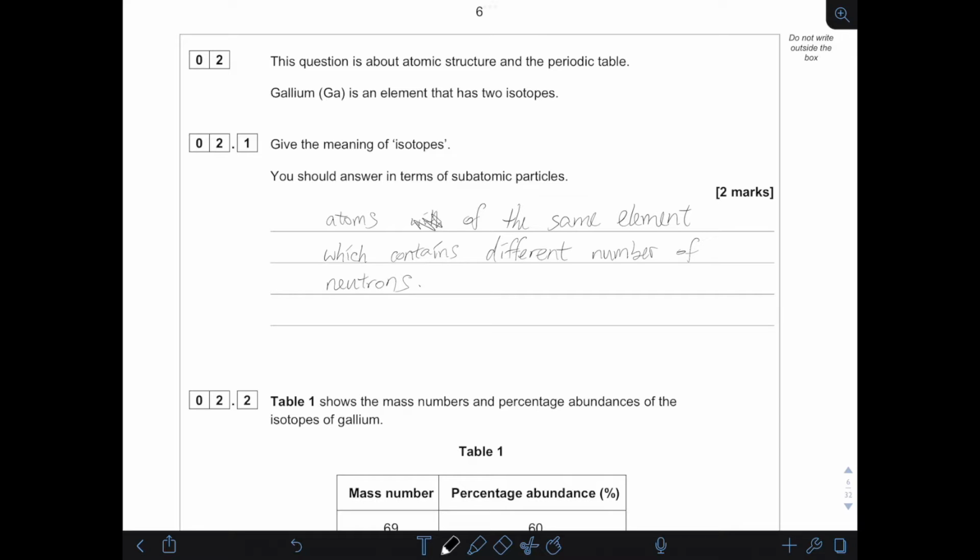So you can have a carbon-12 and a carbon-13. So carbon-12 contains 6 neutrons, carbon-13 contains 7 neutrons. And they are isotopes of each other. So that's the gist. You cannot have an isotope between, say, an oxygen and a carbon because they're not the same element and they're just different.